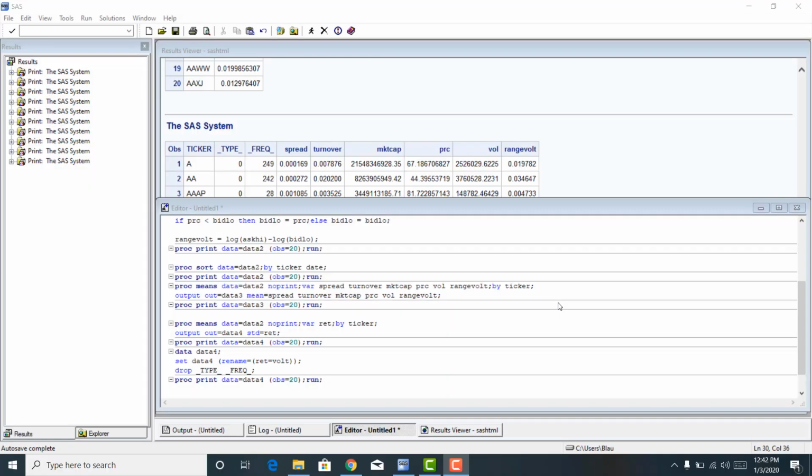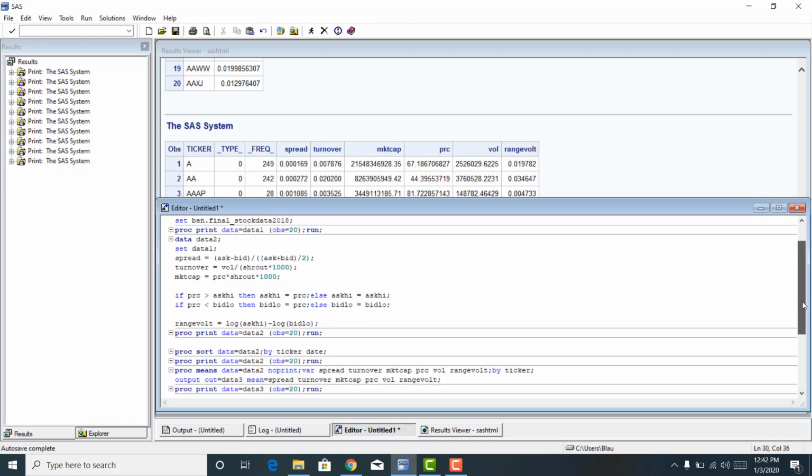Okay, in the previous tutorial, we manipulated a very large data set which consisted of stock day observations. Basically, what we did as a refresher is after gathering 1.7 million stock day observations, we calculated a few variables: the bid-ask spread, share turnover, market cap, and a measure of range volatility.